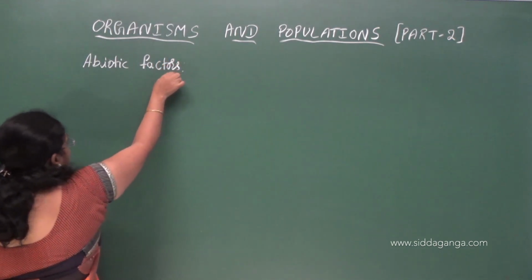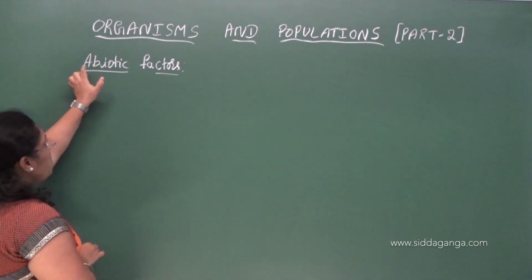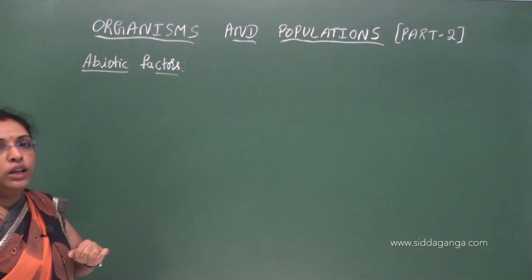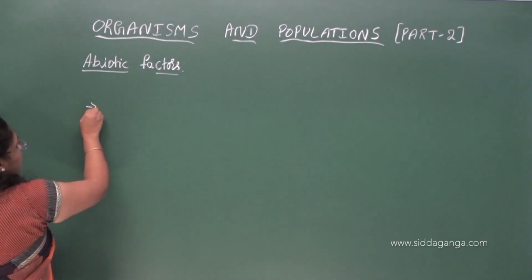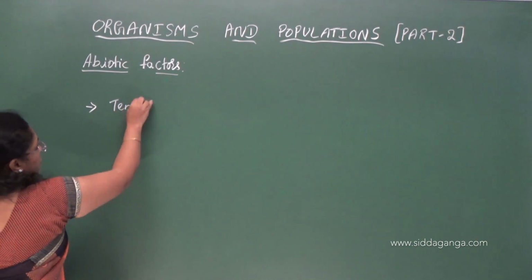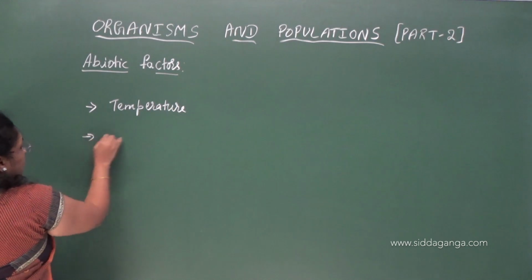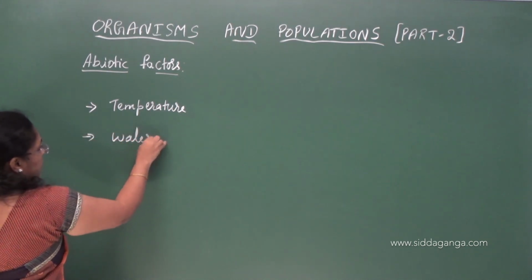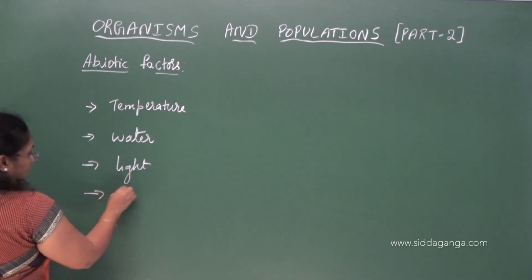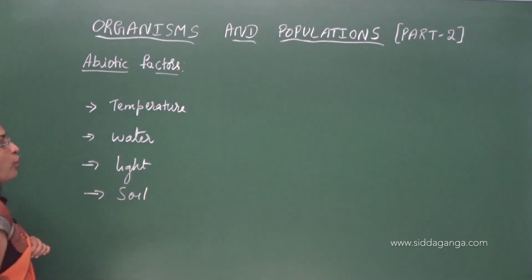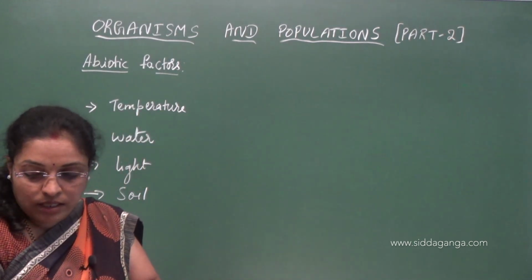See, abiotic means non-living. So, under abiotic factors we have four important factors: temperature, water, light and soil. These are the four important abiotic factors we are going to discuss in this class.